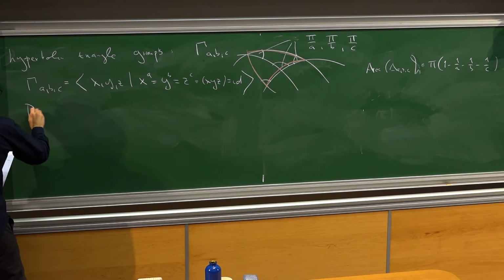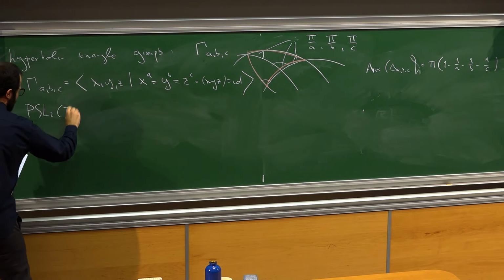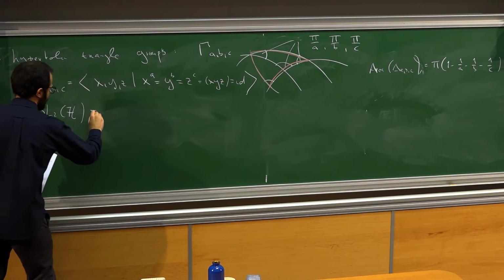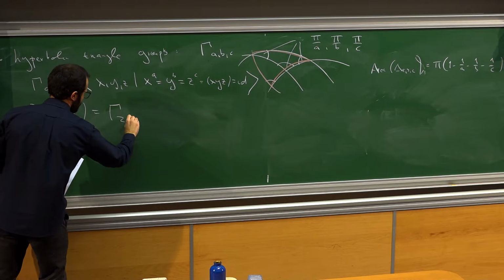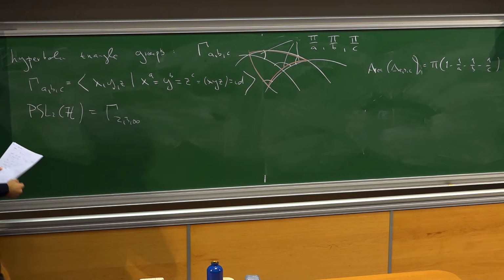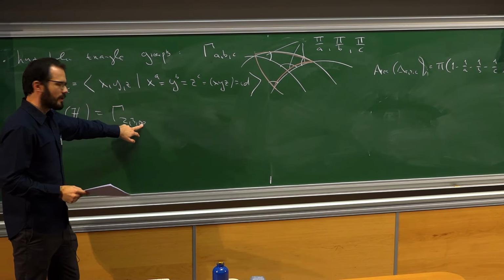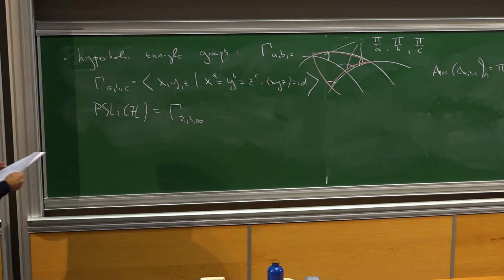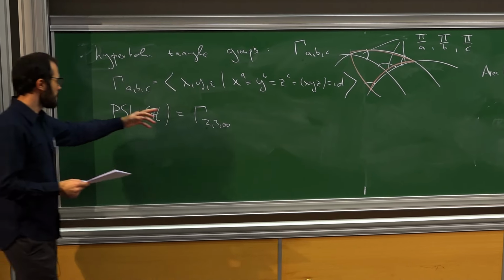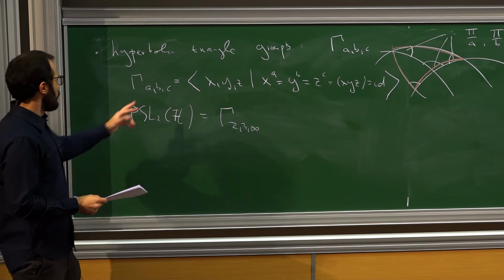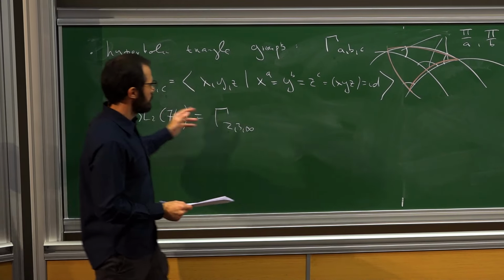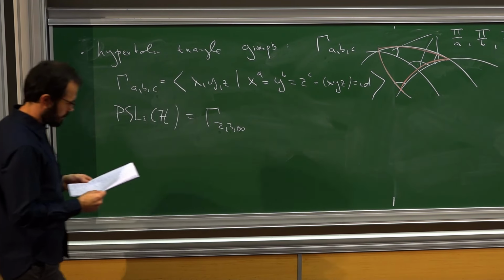PSL2Z is a special case, which corresponds to 2, 3, and infinity. Right? So the 2 is the S transformation, 3 is the ST, and infinity is the T transformation. This one is, of course, non-compact, but as long as all A, B, and C are finite, this is a compact surface.